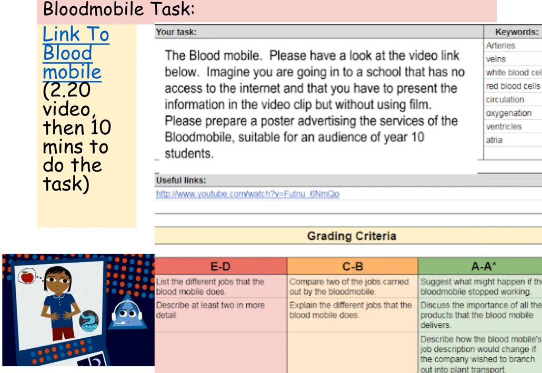Bloodmobile. This is a rather irritating video, I think, on the function of blood. There are 2 minutes 20 seconds of video, and then 10 minutes to do this task, which is looking at the video and preparing a poster advertising the services of the Bloodmobile, suitable for an audience of Year 9, Year 10 students, so GCSE students. And you have some keywords there to help you with that. So again, stop the video, watch that video, and prepare that poster.